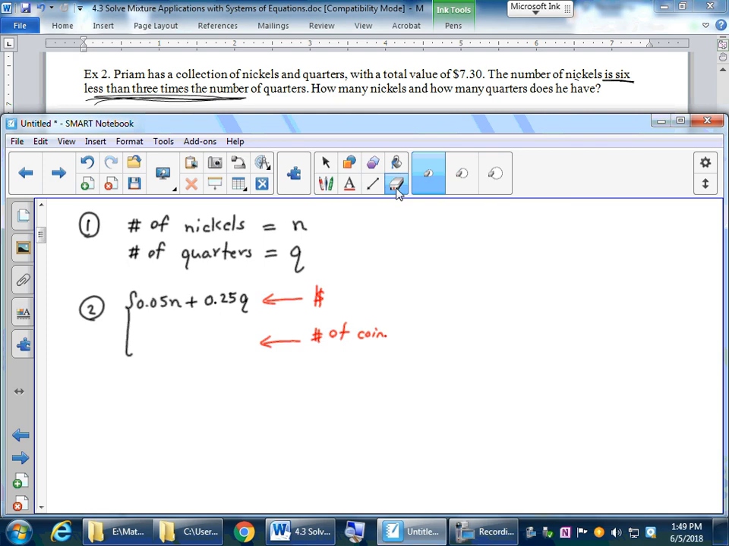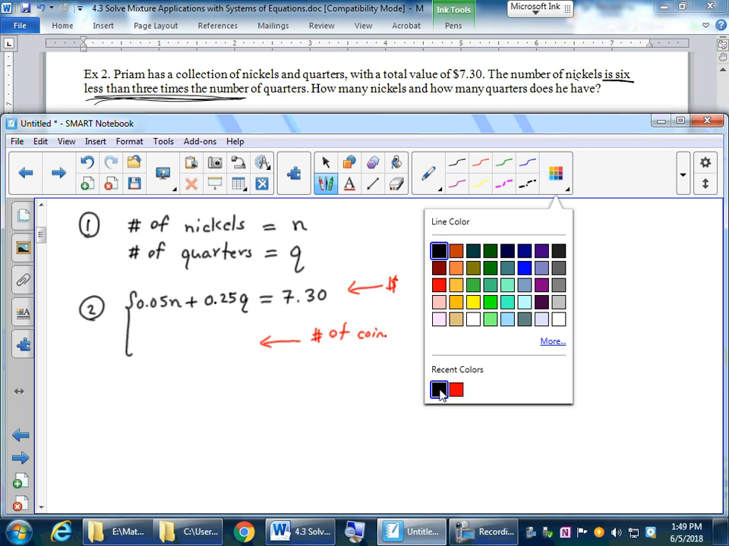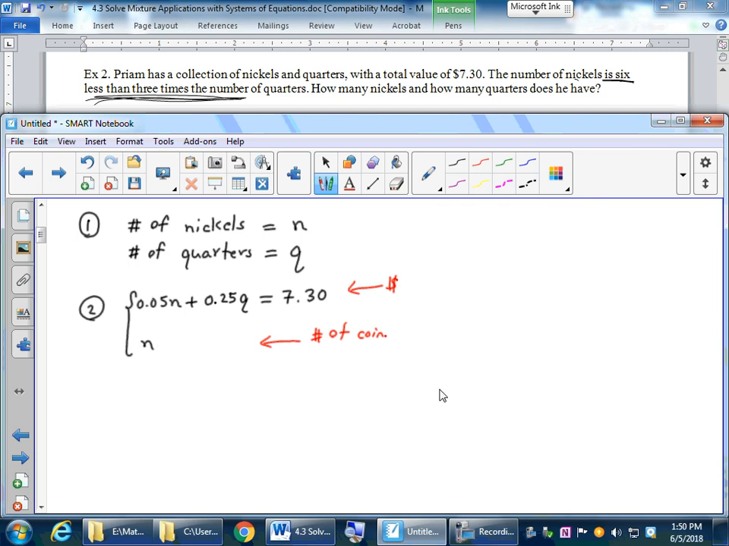That should be equal to $7.30. So we set it up on the dollar amount part right here. Now the second step is based on the numbers of coins. It said that the number of nickels is equal to 6 less than 3 times the number of quarters. So 3 times the number of quarters and then 6 less than that.